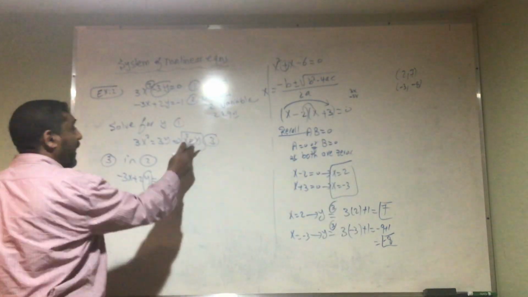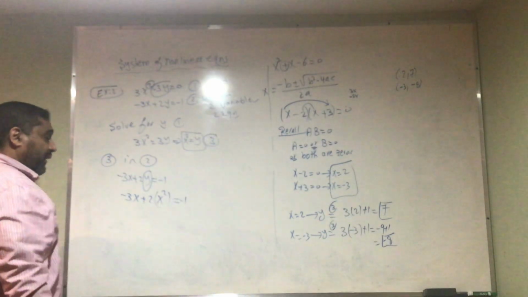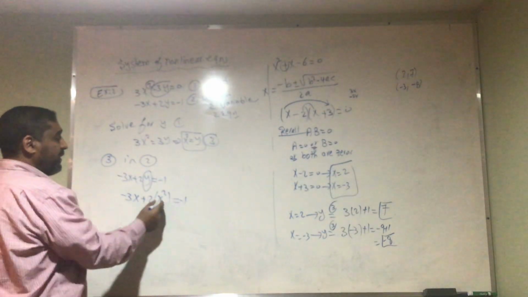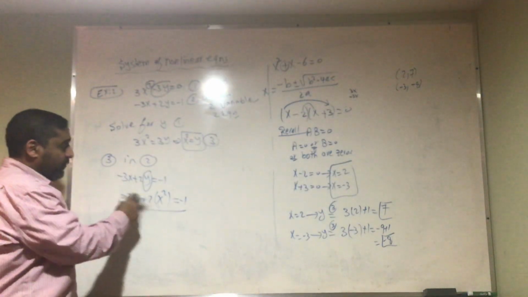That is your y, guys. I replace y by x squared. That is equal to minus 1. Right? Now, what did you get? You get one equation in one unknown. What is your unknown? x. How to solve this one here?